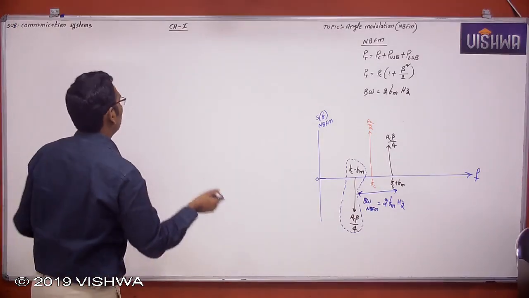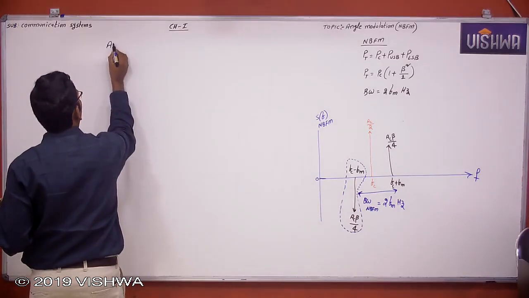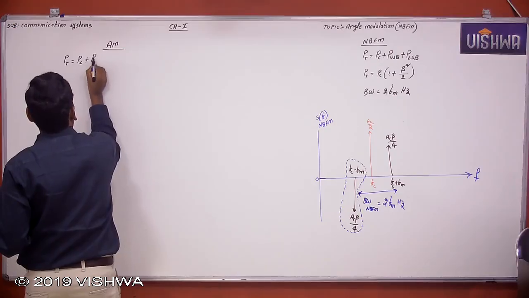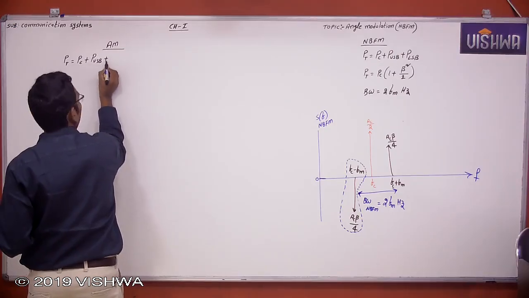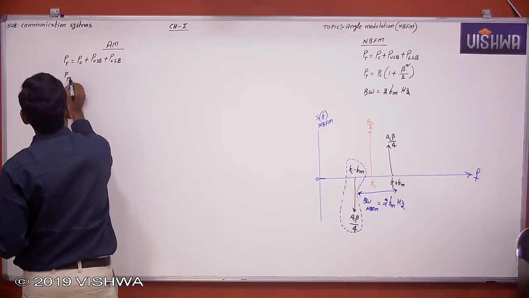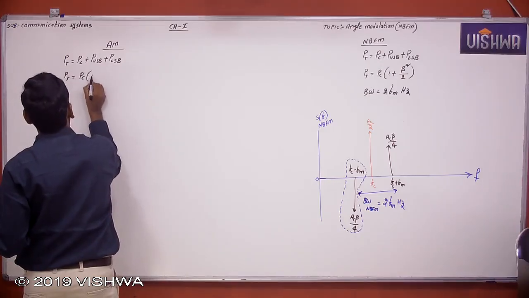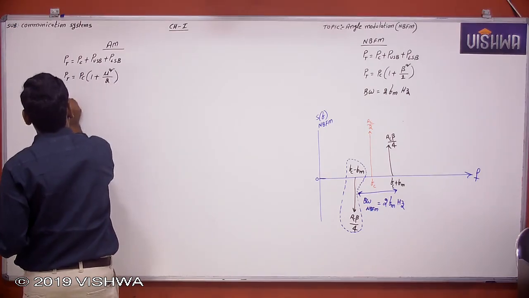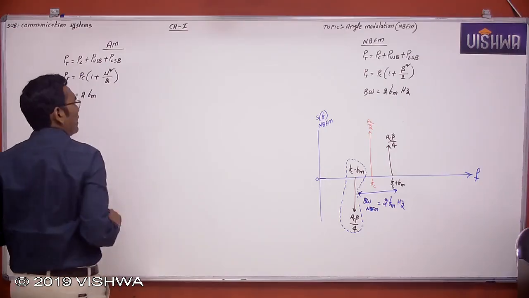Now this is AM. The total power is equal to the power taken by the carrier, the power taken by the upper sideband, and the power taken by the lower sideband. Therefore, the total power is equal to Pc into 1 plus mu square by 2, and the bandwidth here is 2 Fm. This is in amplitude modulation.